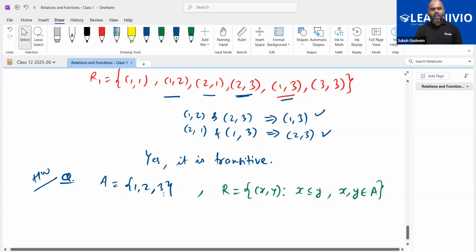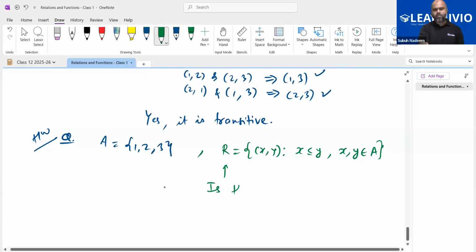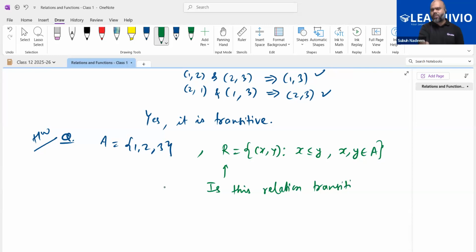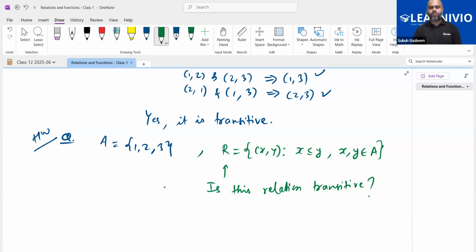You write the elements and then see. Even if you don't write the elements, you can check. So is this relation transitive? That you have to do as homework. So we keep it till here in today's class.